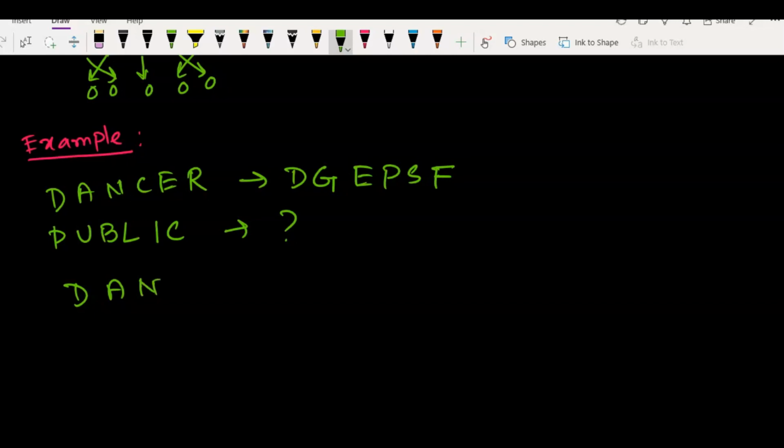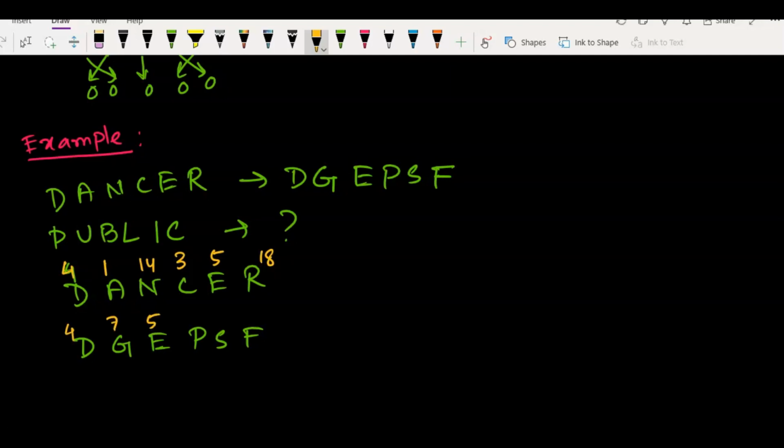So we have DANCER. So it goes to DGEPSF. So here D is 4, A is 1, N is 14, C is 3, E is 5, and R is 18. So here D is 4 and G is 7, E 5, P 16, S 19 and F 6. So we see that 4 goes to 7, that is plus 3, and 1 goes to 4, here is also plus 3.